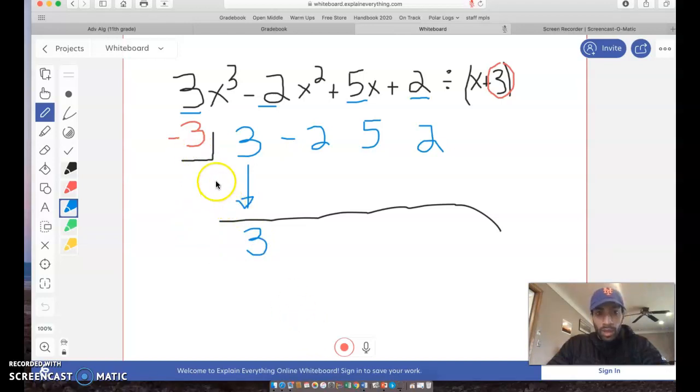Then you multiply. -3 times 3 is -9. Then you add. -2 plus 9 is -11. And then guess what? You multiply. -3 times -11 is positive 33. Yeah, I got that right.